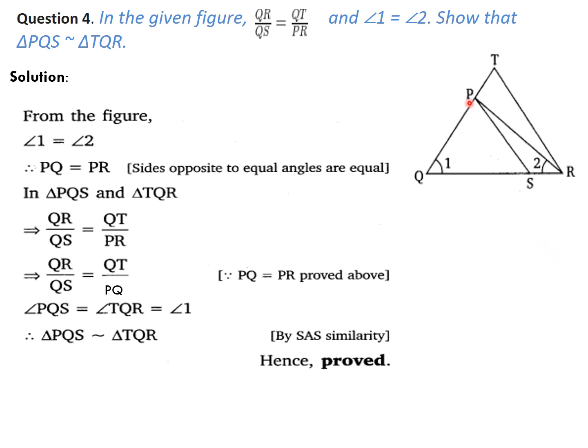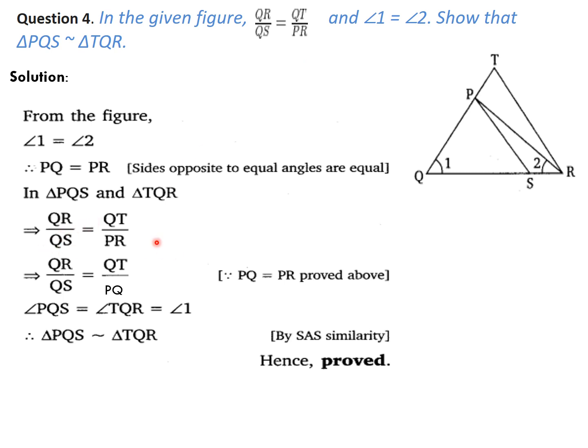So in the given figure we can see that angle 1 is equal to angle 2. So if we take triangle PQR, in triangle PQR angle 1 equals angle 2. So by theorem we know that if two angles are equal in a triangle, then the opposite sides are also equal. So for this triangle PQR, opposite to angle 1 is the side PR and opposite to angle 2 is the side PQ. So we can clearly say that since angle 1 equals angle 2, therefore PQ will be equal to PR. Now this ratio is given: QR by QS equals QT by PR.